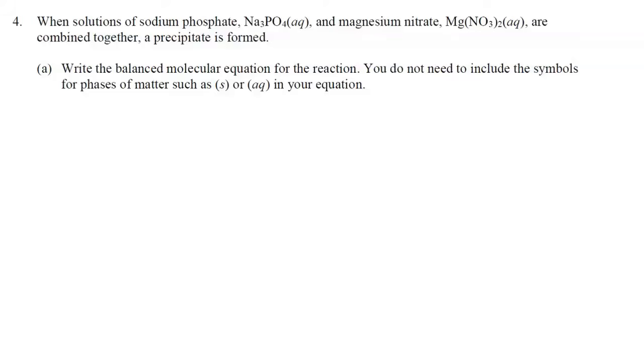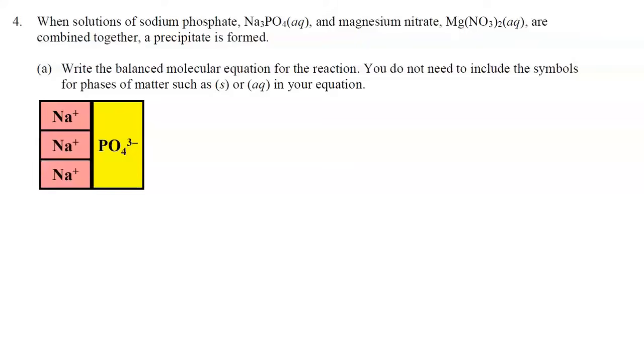Even though it says you do not need to include symbols for phases of matter, such as S or AQ, I'm going to go ahead and include them in the video just to be complete. So our formula for sodium phosphate is Na3PO4. The charge on sodium is +1. The charge on phosphate is 3-, so we need 3 sodiums for every 1 phosphate in that formula.